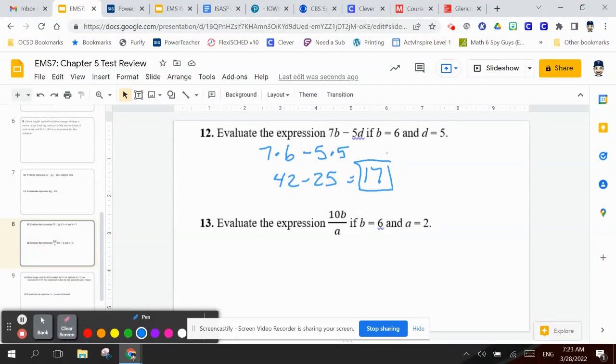Number 13 says evaluate the expression 10b divided by a if b is 6 and a is 2. So again, I take out my variables. 10 times b, which is 6, divided by a, which is 2. So 6 times 10 is 60. We divide that by 2. 6 divided by 2 is 3, with a 0 left, which is 30.